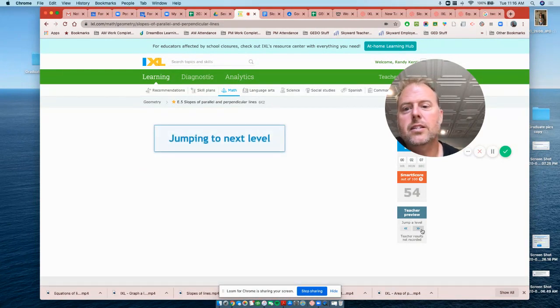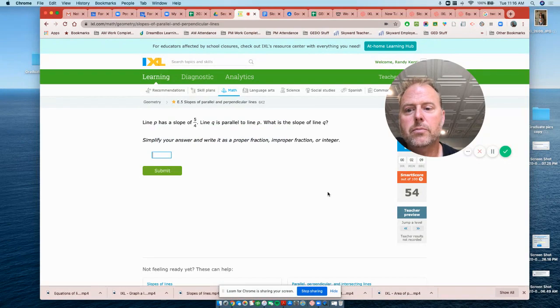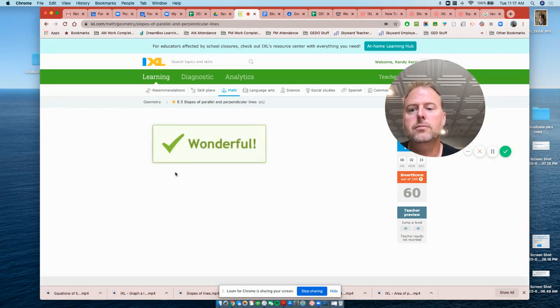I'll see if there's anything a little harder here that I can jump to. This one looks like it came up with just the same type of deal. It's a slope of 5/4. Line Q is parallel to it, so it would have the same slope, 5/4.